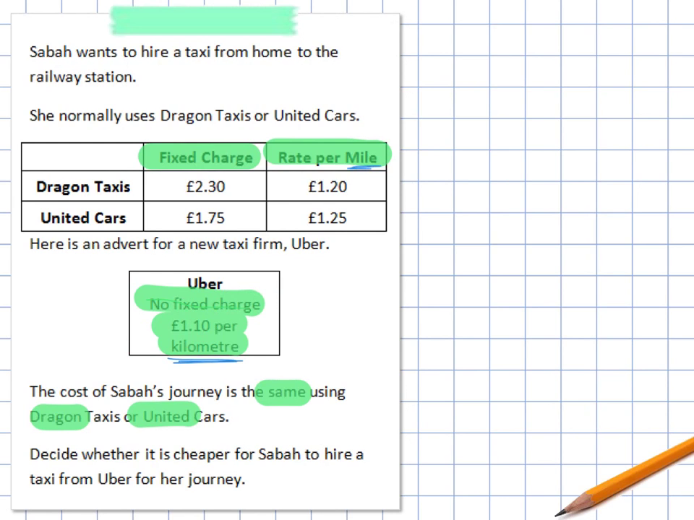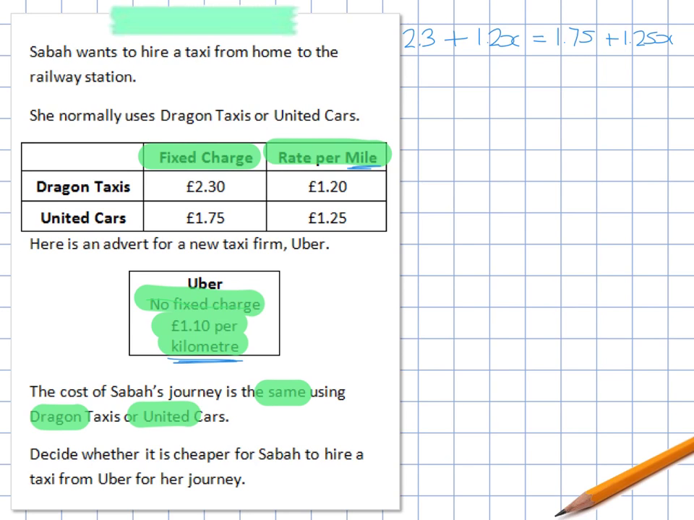So if I look at Dragon taxis, I'm going to have to pay £2.30 plus £1.20 times the distance that we're going. So I'm going to call that distance x, and that must equal £1.75 plus £1.25x.